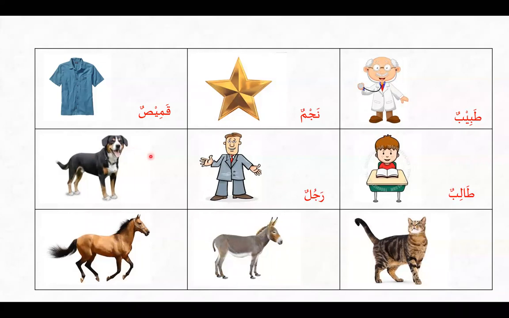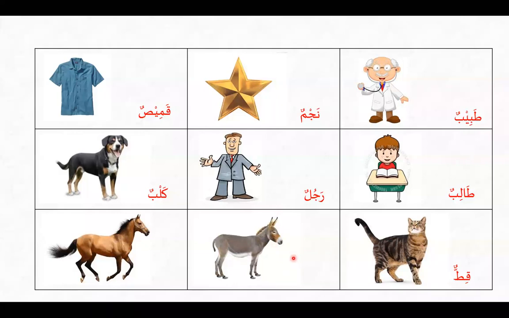Ma hadha? No. When we speak about animals and non-human things, if we have to ask a question, we will ask with the usage of ma. And when we are speaking about humans, we will say man. Man hadha, man dhalika. But you will say ma hadha, ma dhalika. Ma hadha, hadha qittun, a kitten, cat.